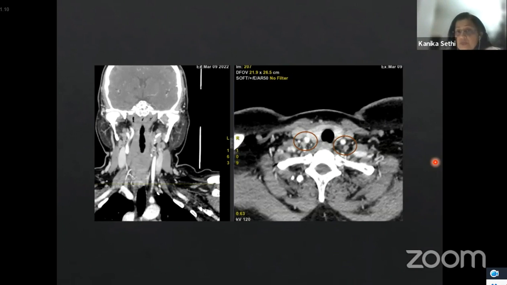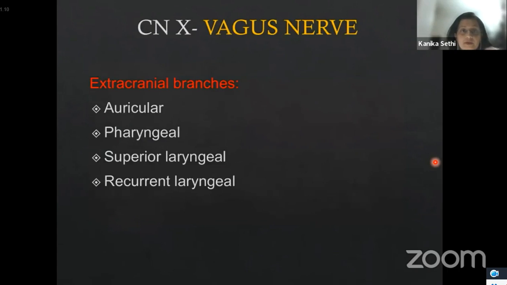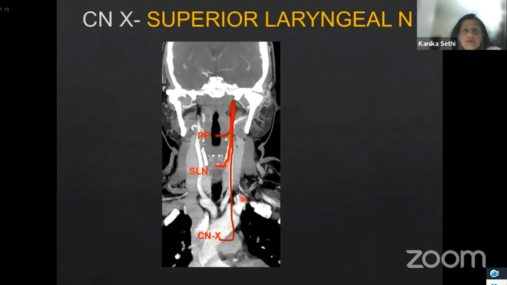Then you have to look at the branches. It has the auricular branch, the pharyngeal branch, the superior laryngeal, and the recurrent laryngeal. These are important. The recurrent laryngeal nerve is the most important when you're dealing with vagal nerve palsy. So along with the vagus, you have to know the course of these nerves. First, let's see what the superior laryngeal is. So here is the vagus. It exits the jugular fossa. It travels in the neck straight down inferiorly in the carotid space.